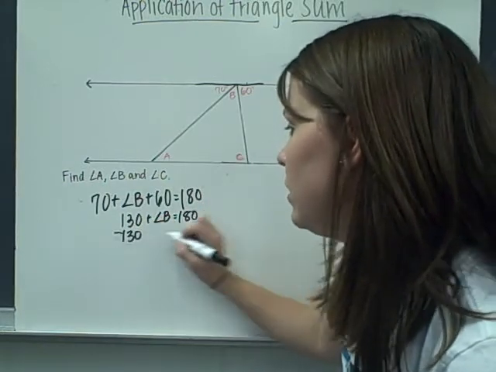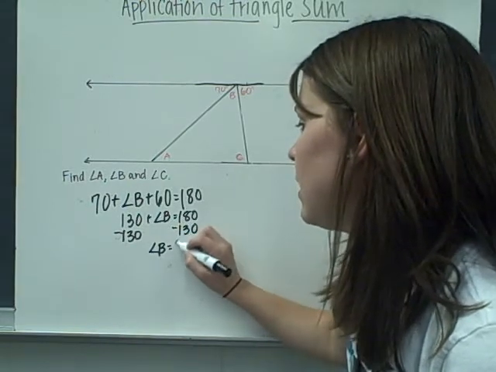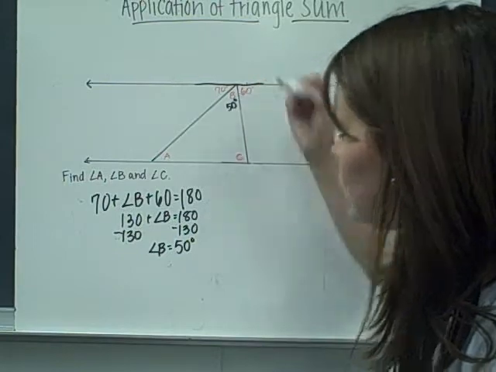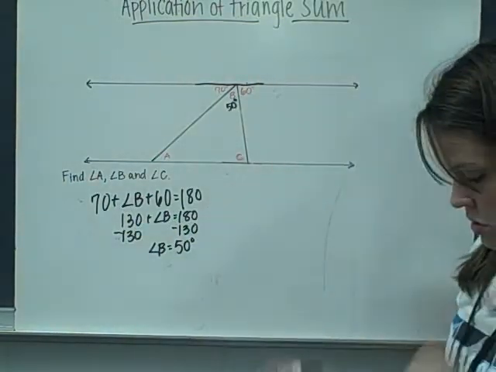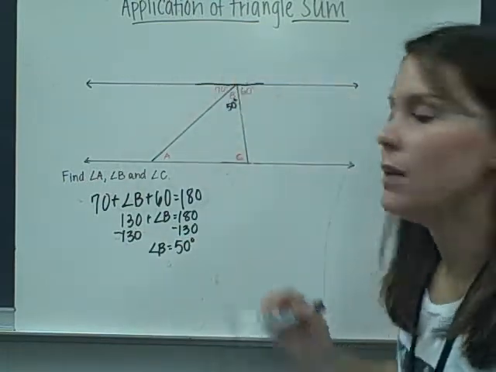Subtract 130 from both sides. So I get angle B to be 50 degrees. So we now know that angle B is 50 degrees. So now, if we know angle B, we need to find A and C.